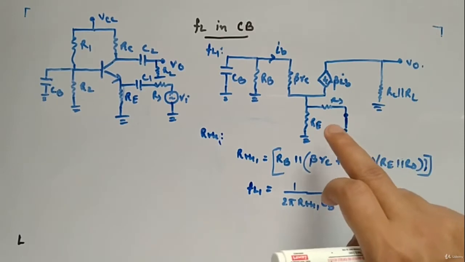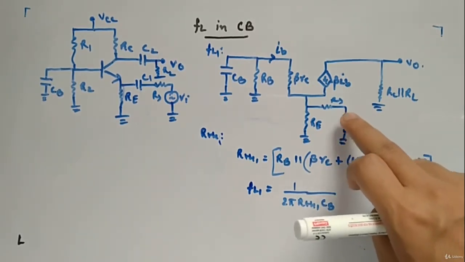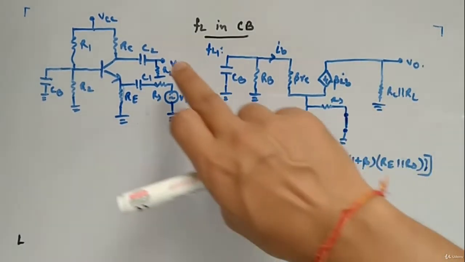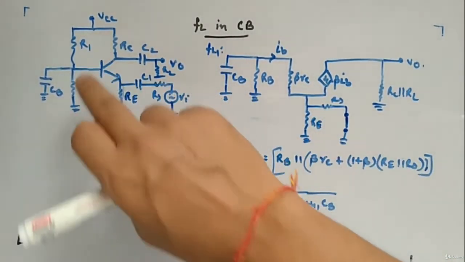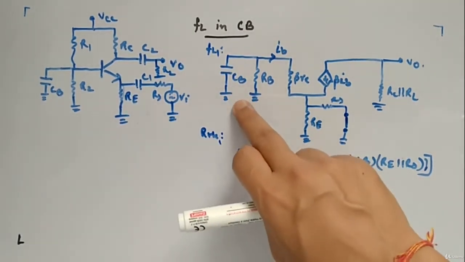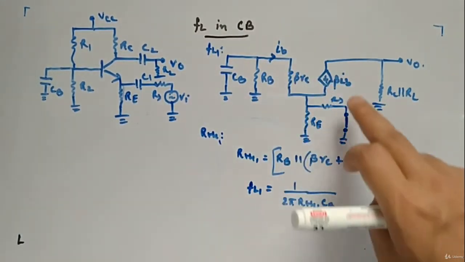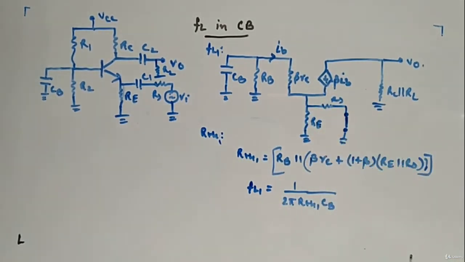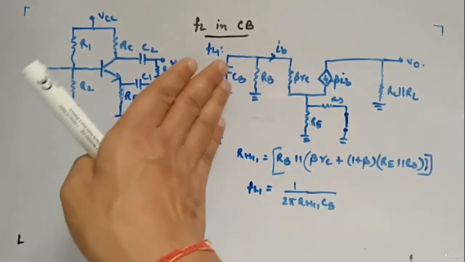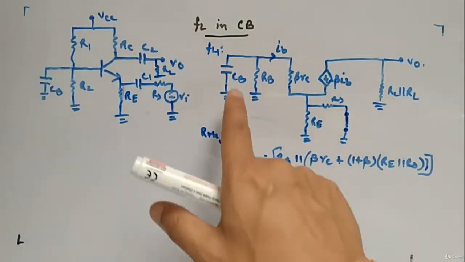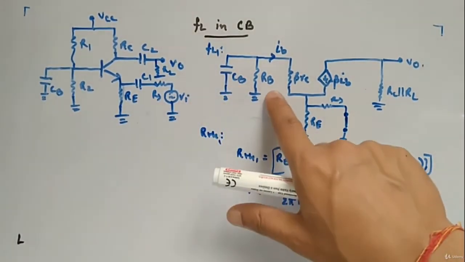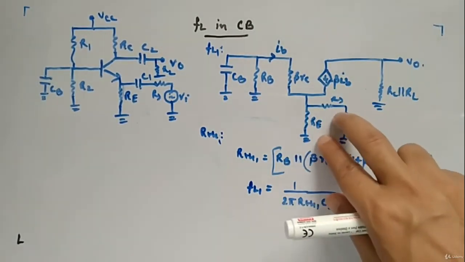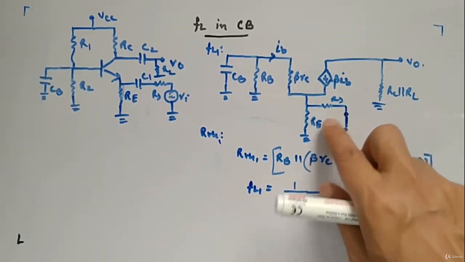This is how the circuit will look. VI is shorted, RS is there, capacitors C1 and C2 are shorted, RC is parallel with RL, then RB is R1 parallel R2. This CB is as it is, and this is the model: beta IB, beta RE, and RS, RE. If you look for RTH1 from the capacitor side, this RB will be in parallel with this combination. Here RE and RS are parallel.